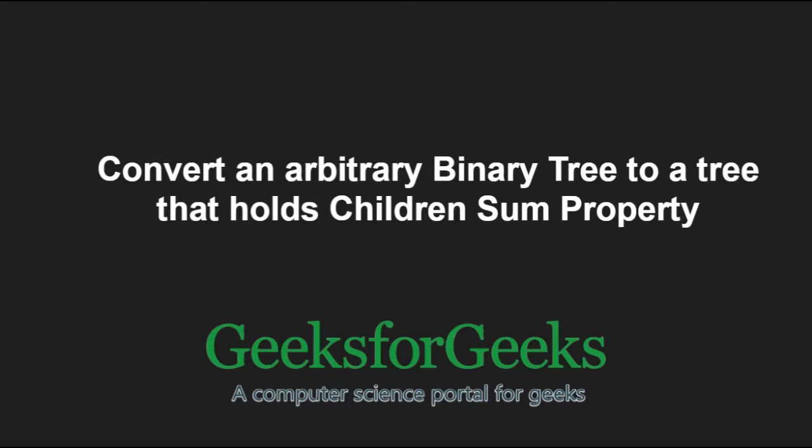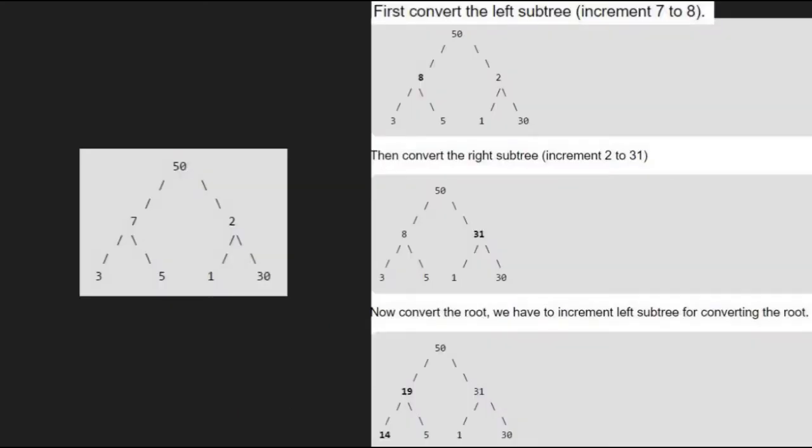In this video, we are going to understand the program which converts an arbitrary binary tree to a tree that holds children's sum property. First, let us take an example. As you can see in this example, we increment the values in the nodes to make them satisfy the children's sum property. Now, let us have a look at the algorithm which will assist us in this.